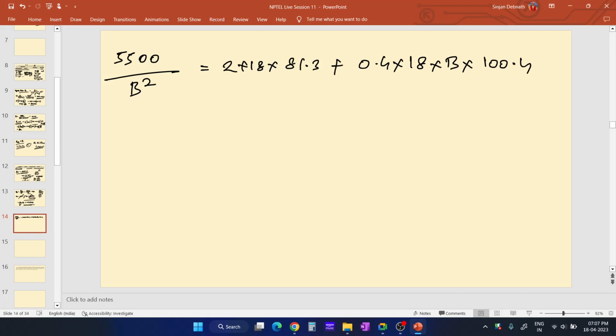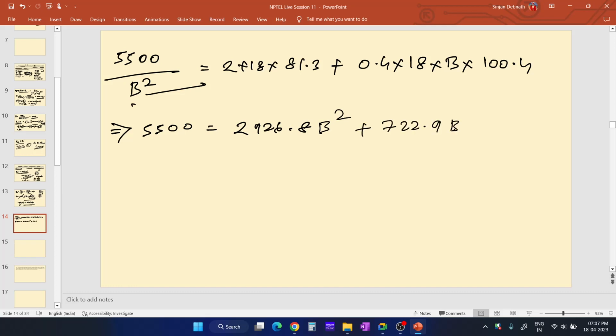Now we need to solve this equation. There is only one unknown, that is B, so after solving this equation we will get the value of B. If we multiply both the terms and transfer this term from the left hand side to the right hand side, we get this equation: 5500 equals 2926.8 B square plus 722.9 B cube.